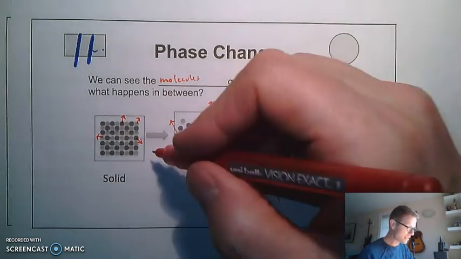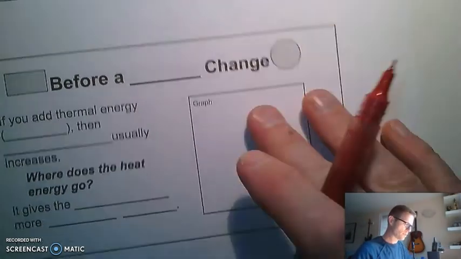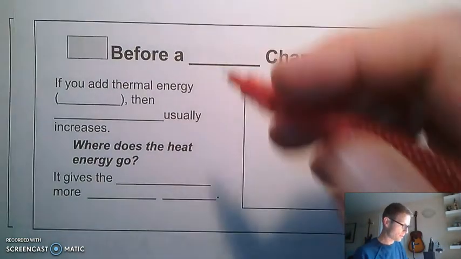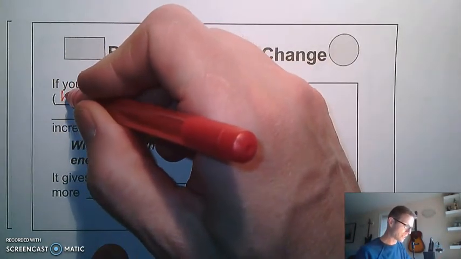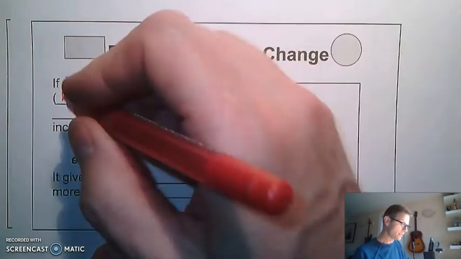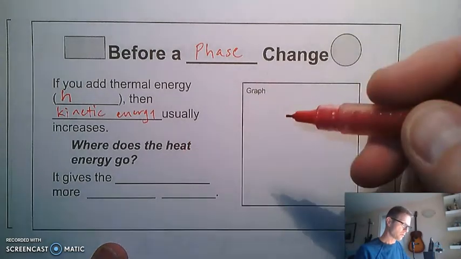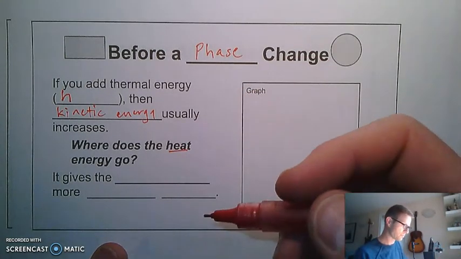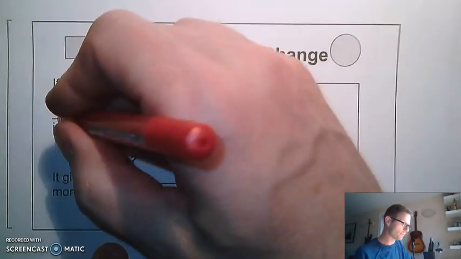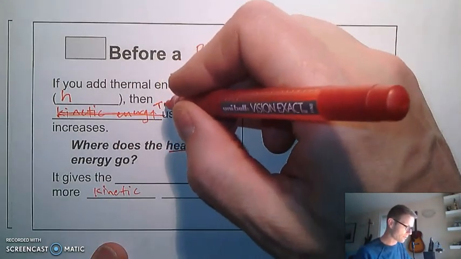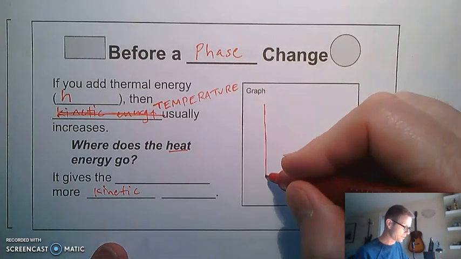Entry number. Okay, but something's happening here, and we want to know what's happening to the energy in those situations. So there's almost like a preparation phase. Before the phase change, which is also a change in state, if you add thermal energy, that's just like adding something that starts with an H. Think about that. Then kinetic energy usually increases. That heat energy gives the molecules... let me cross that out. What I want to say is temperature. The temperature of the sample usually increases.